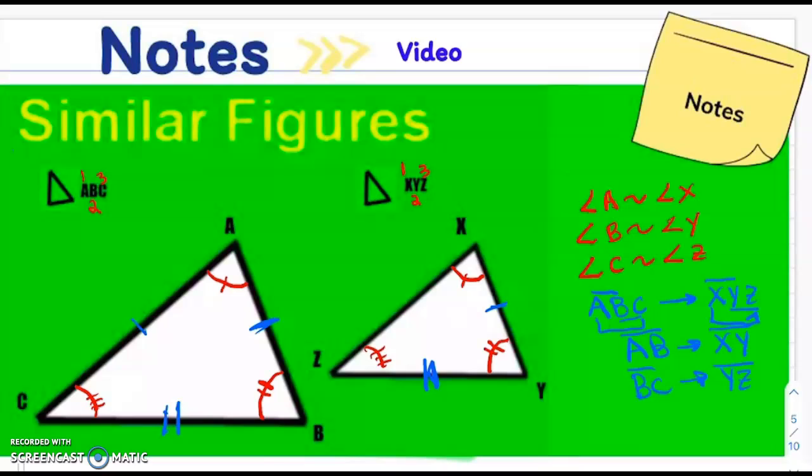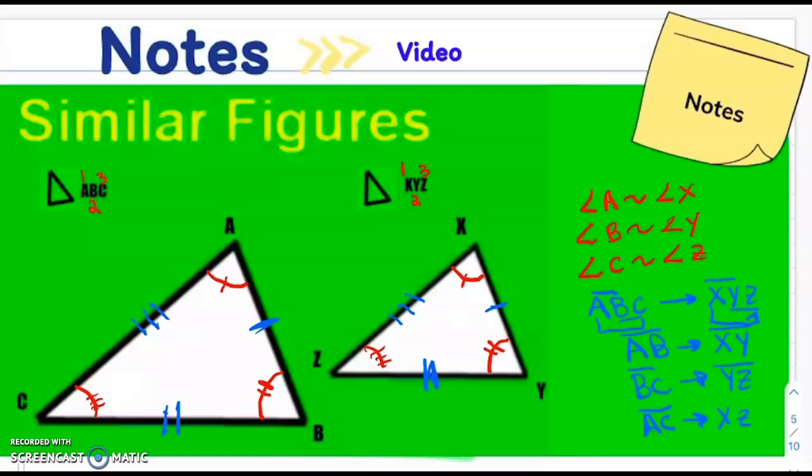Okay, and I'll mark that with 3 lines and 3 lines. So it would be AC and XZ. So those are my corresponding sides.